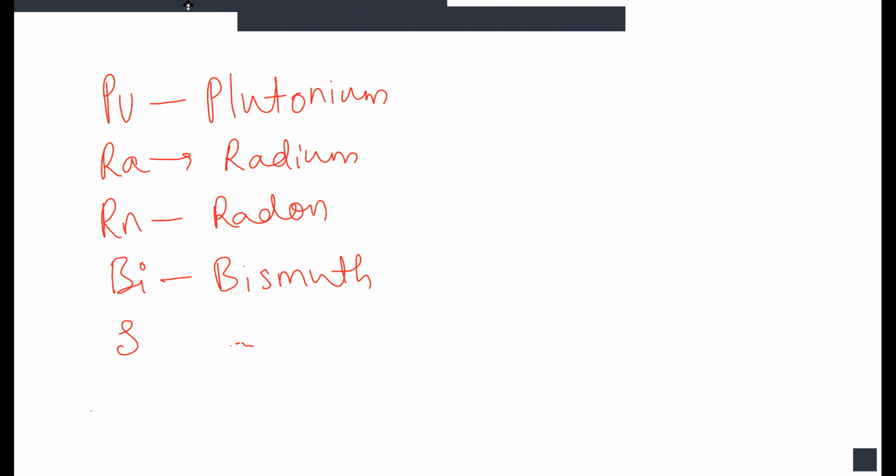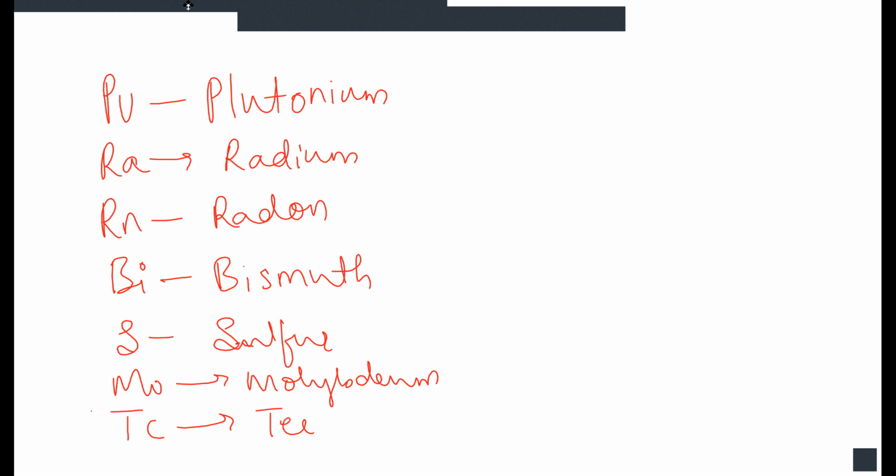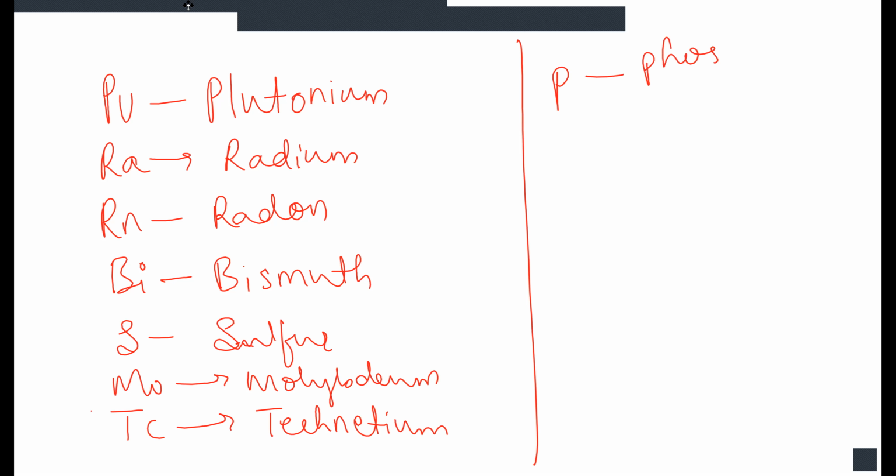S means sulfur. Mo means molybdenum. And Tc means technetium. And you already know that P is used to denote the element phosphorus. And Po means polonium.